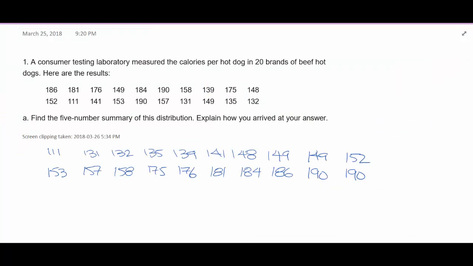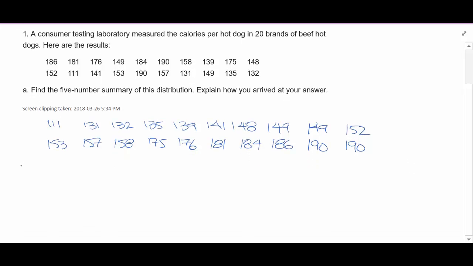Okay, 5-number summary of this distribution. Well, the first thing I had to do was rank it from smallest value to largest value. And the first thing I'm going to do is find the median. So the median, or Q2, the position of that is given by (n plus 1) over 2. Well, there are 20 terms. That's (20 plus 1) over 2. So that's 21 over 2, which is 10.5. So that means the median is located between the 10th term and the 11th term.